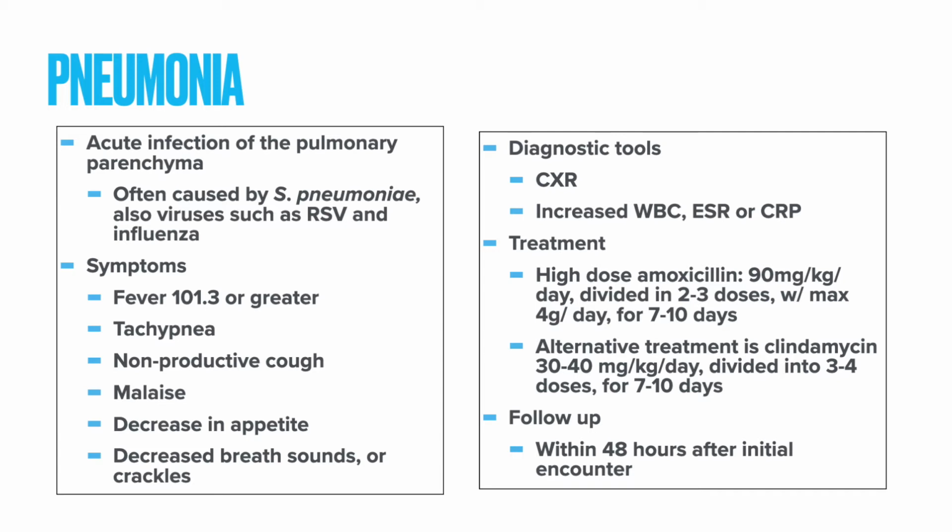So, symptoms of pneumonia include fever, generally 101.3 or greater, mildly increased respirations, a non productive cough, and then constitutional symptoms such as malaise and decrease in appetite. Also, decreased breath sounds or crackles may be auscultated over an area of consolidation.